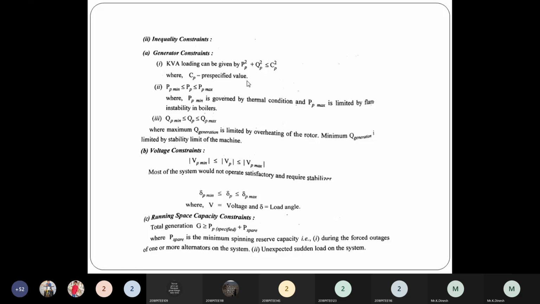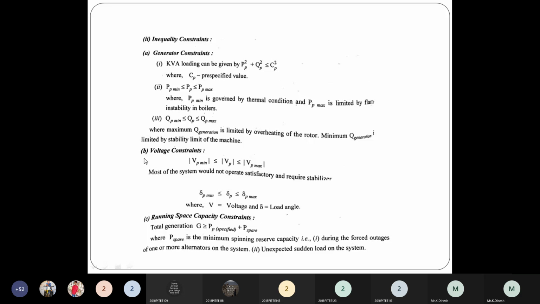And the second one is PG minimum is less than or equal to PG is less than or equal to PG max. So PG minimum is governed by thermal condition and PG max is limited by flame instability in boilers. Third one is reactive power limit, maximum to minimum. Maximum reactive power generation is limited by overheating of the rotor. Minimum Q generation is limited by the stability limit of the machines. So here we have to check our reactive power limit, real power limit, as well as the overall loading should be the specified value.